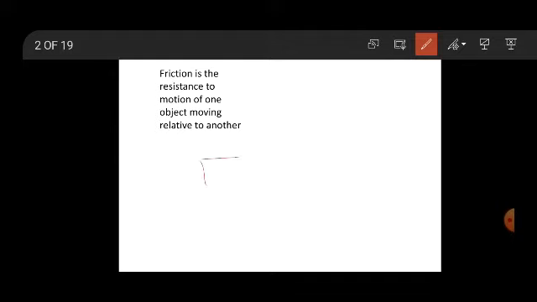Let's say we have an object maybe moved by a force on a rough surface. You should know that friction always happens on a rough surface. Okay, so when a force is pulling this object, there will be an opposing force acting the other way around. That opposing force is called friction, which is due to the resistance in the motion as they are in contact to one another.